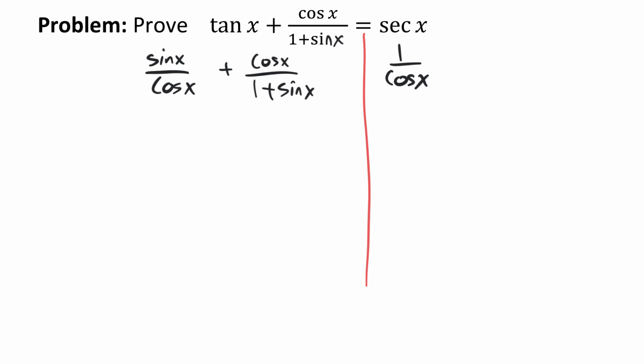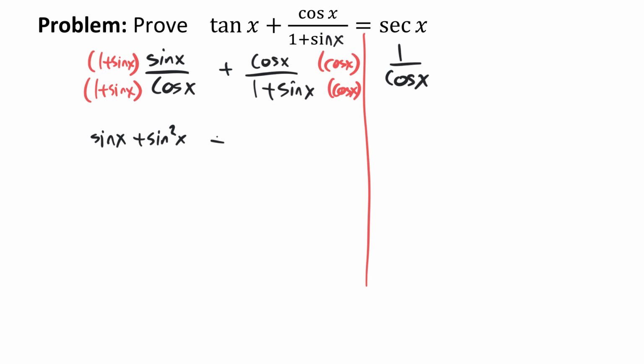So if you think about it, this right-hand side has one term. This left-hand side has two terms. So whatever we're going to do, we should probably just get one term. That means we need to multiply this by 1 plus sine x, and this by 1 plus sine x. Multiply this by cos x. Multiply this by cos x. So that'll become sine x, sine squared x, cos squared x, all over 1 plus sine x cos x.